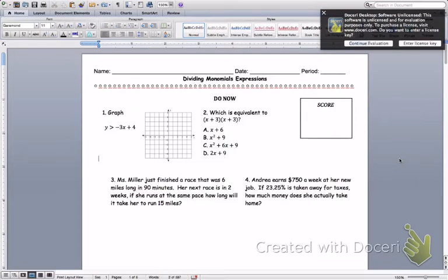So now that you've finished your do now, let's go ahead and check your answers. So let's look at number one. We're going to start by graphing this inequality. We know it's an inequality because it has that greater than sign. So let's go ahead and start at 4 because that's my y-intercept. So let's put a point on that spot.